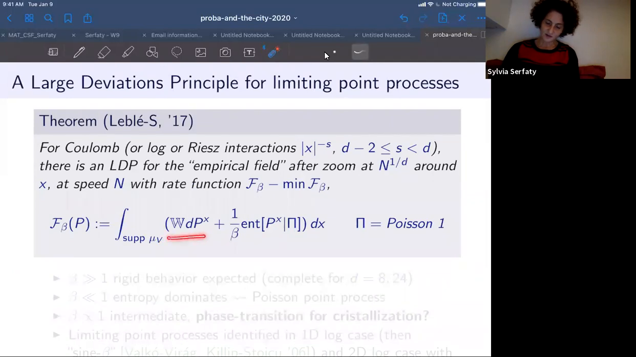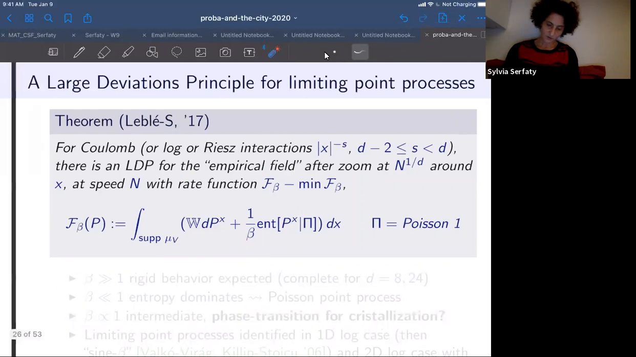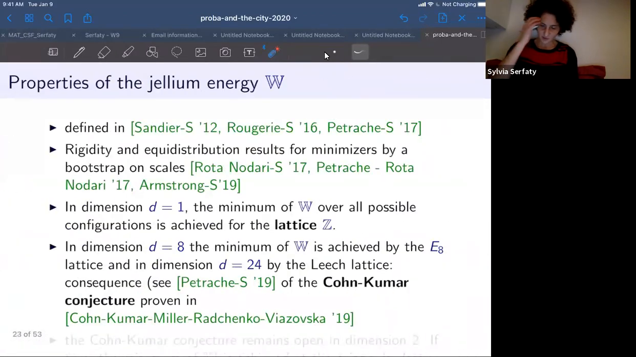You want to add the energy W plus an entropy. So the entropy comes into play to compete with W. Your favorite sine beta is going to be a minimizer of that. Here you should think I'm at 0 temperature, and so I find that I should put my points regularly. And in dimensions 8 and 24, there's something else that plays the role of the lattice Z.